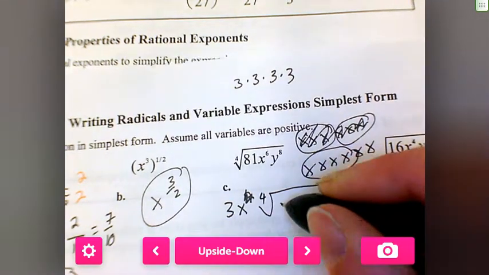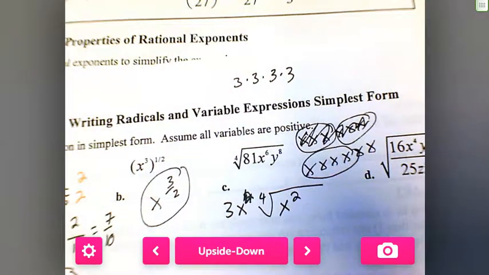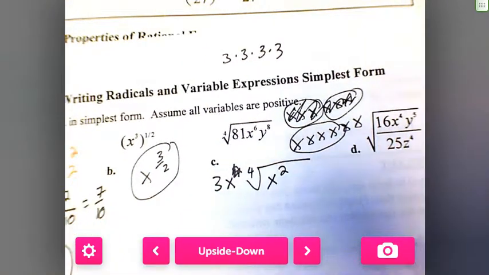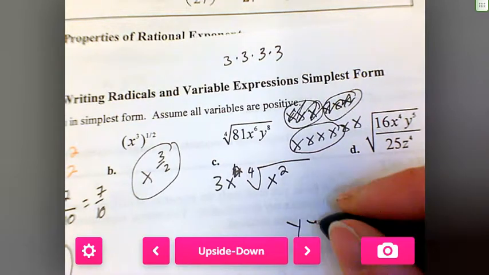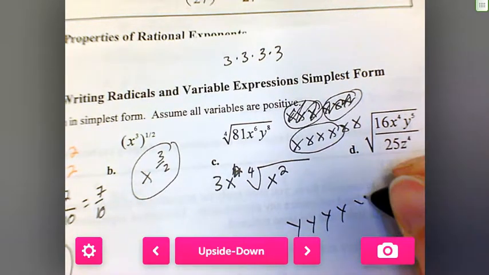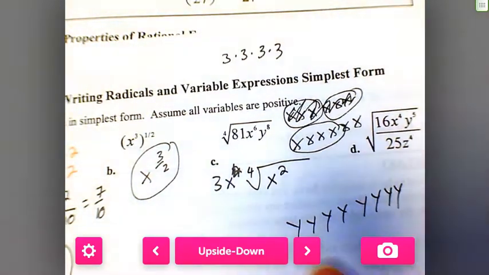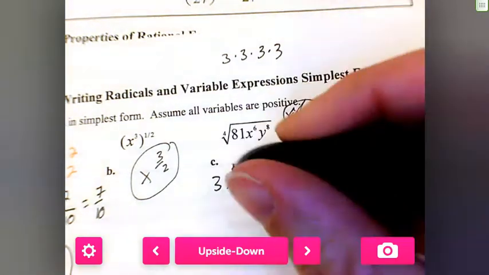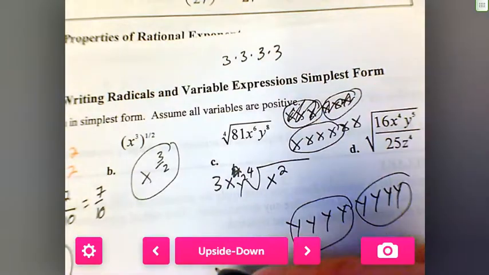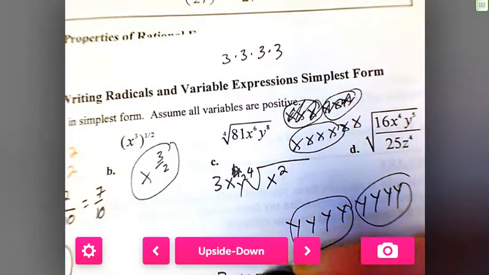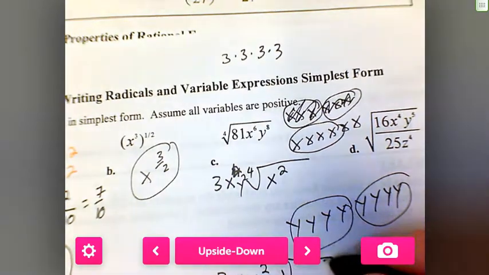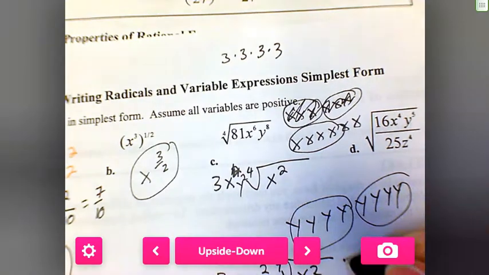So I still have 2 x's here. Now, for y's, I have 8 y's. How many groups of 4 do I have? I have 2 groups of 4. So I can take out y squared. So my final answer is 3x y squared, and then I have the 4th root of x squared.